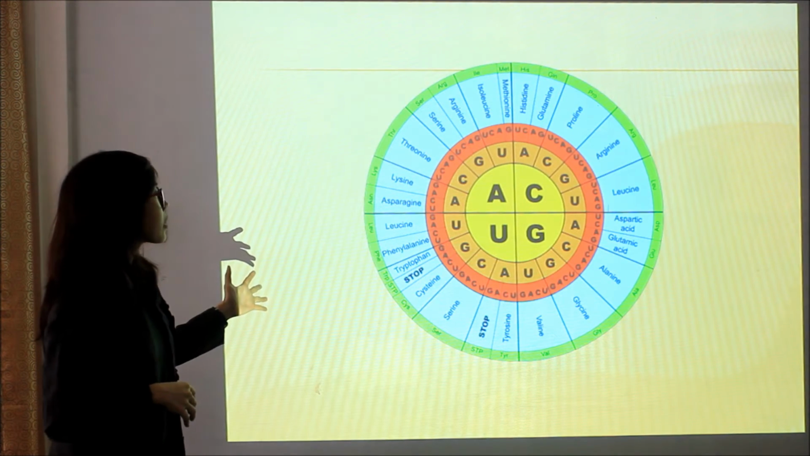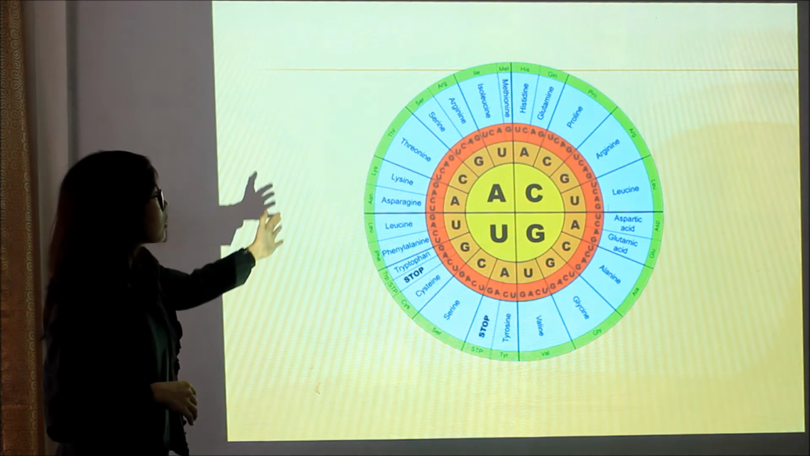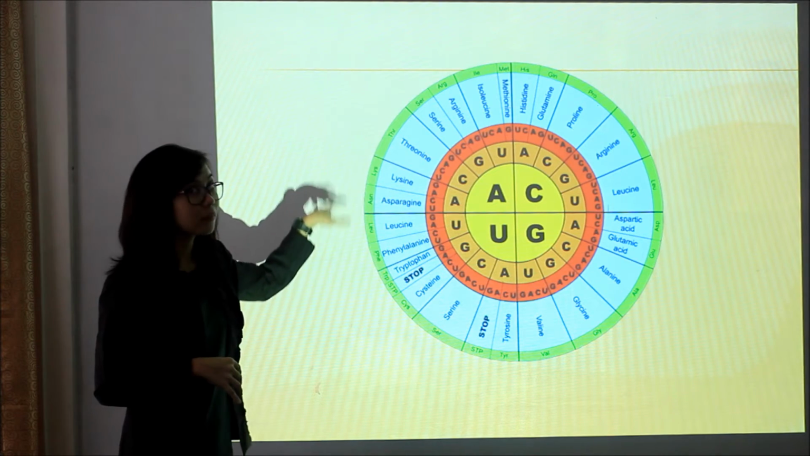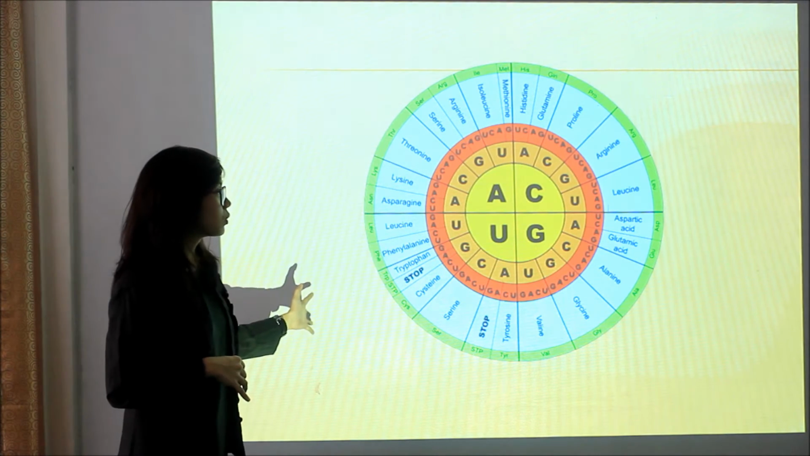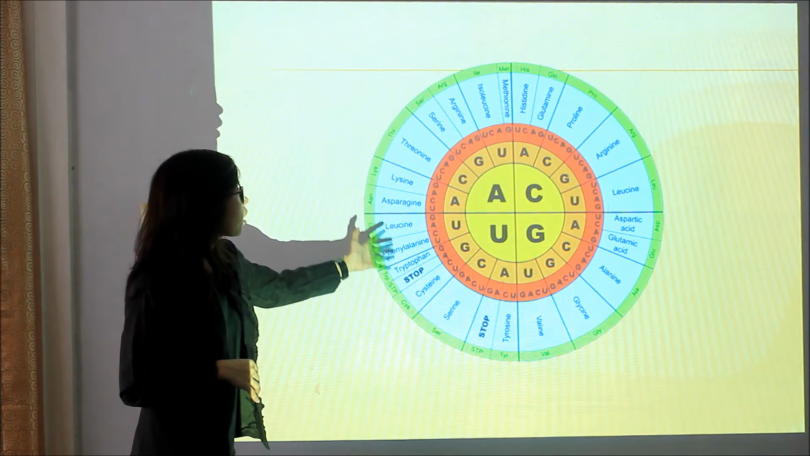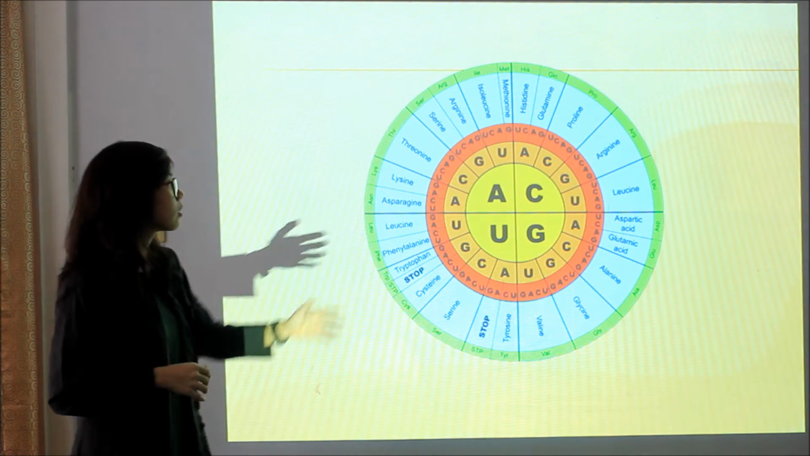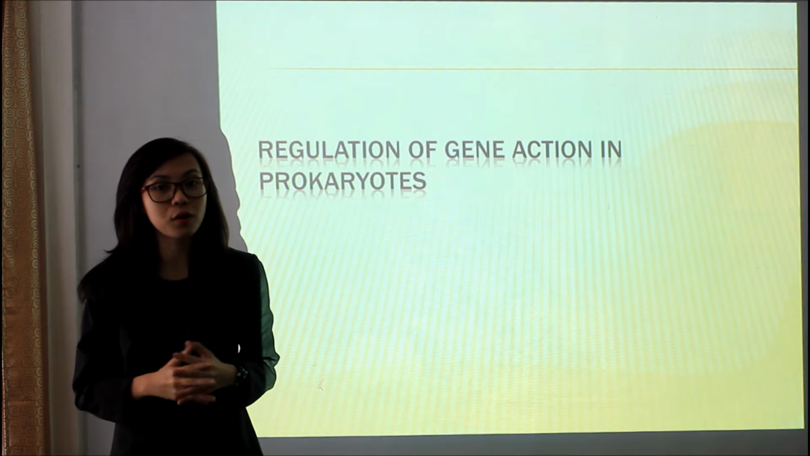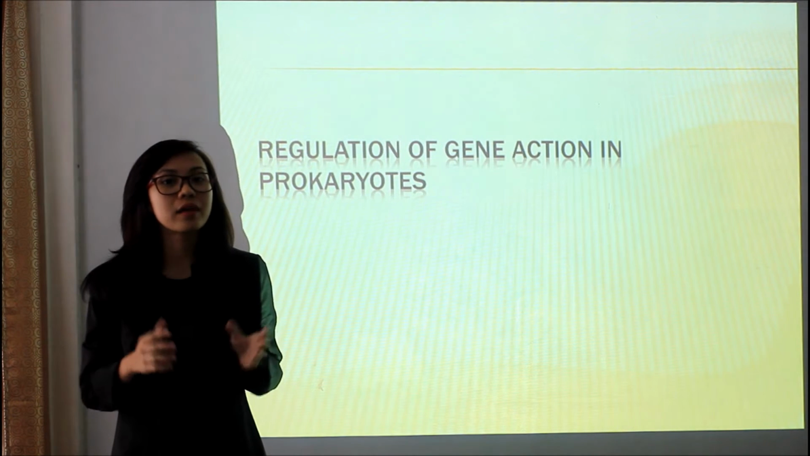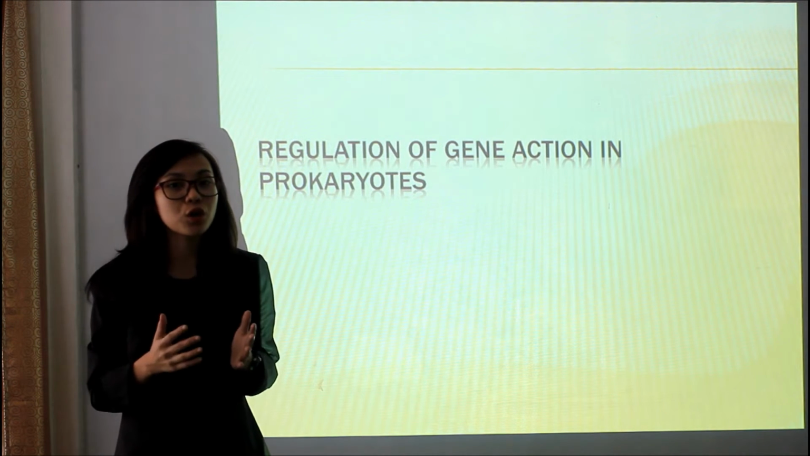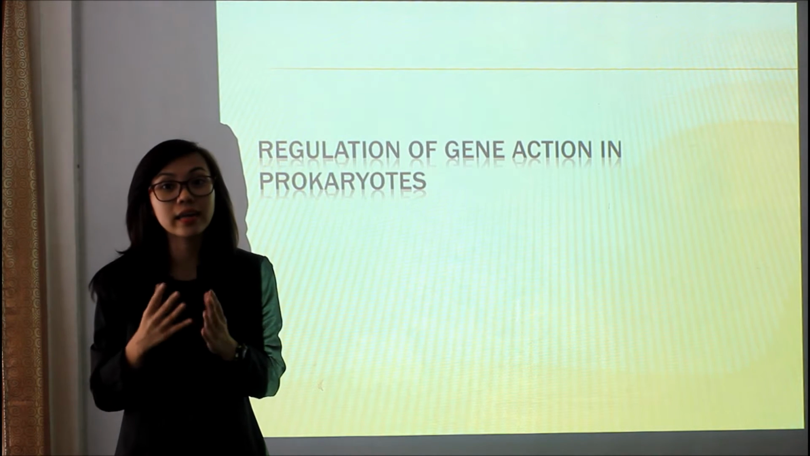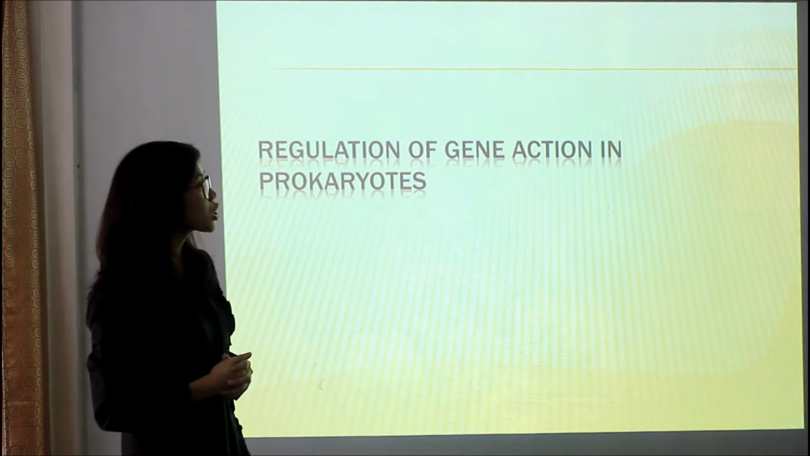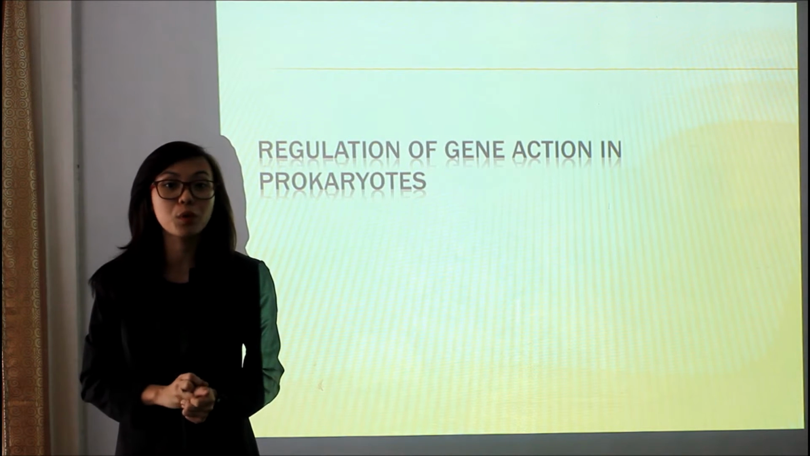So this diagram shows the genetic code, and the blue ones are the amino acids. There are various forms of gene regulation, which is the mechanism for controlling which genes get expressed and at what levels. But let's look at the regulation of gene action in prokaryotes.